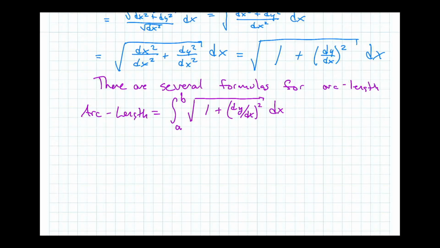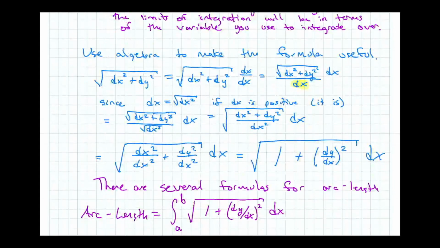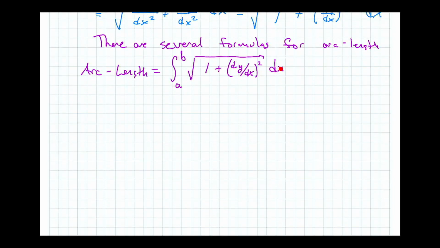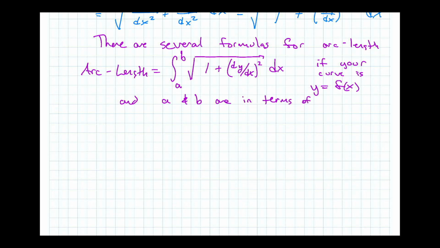But if you didn't want to do an x integral, and you wanted to do a y integral, you could have. All you would have to do is go back to the beginning of this derivation, and instead of doing dx over dx, you would have done dy over dy. Everything would have been the same, except your x's and y's would be reversed. So you use this first one if your curve is a function of x, so y equals a function of x, and then a and b are in terms of x.